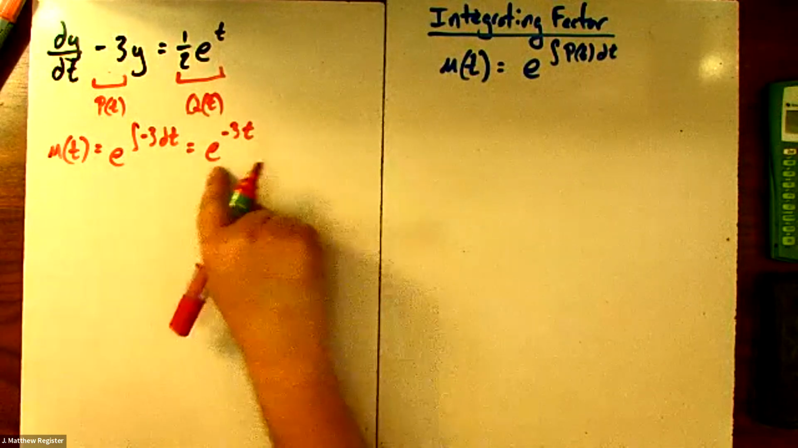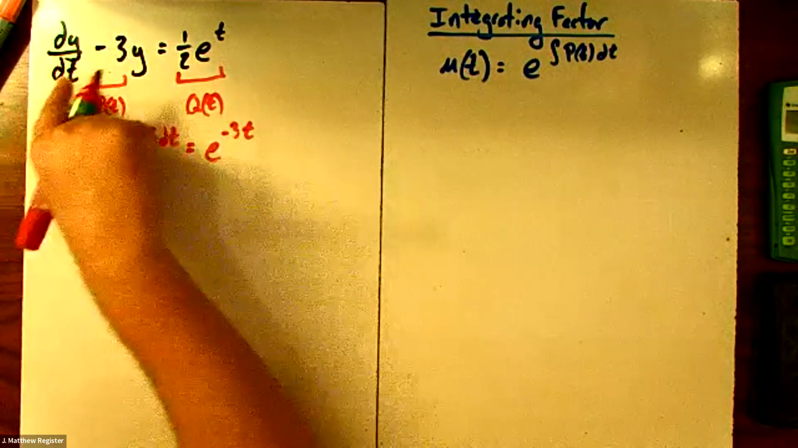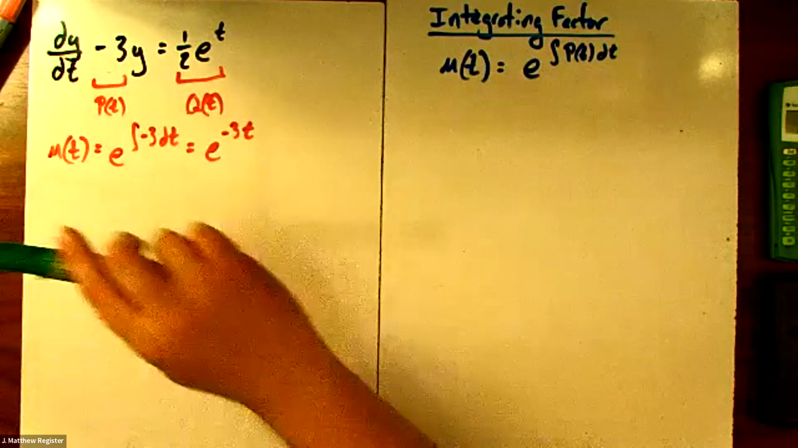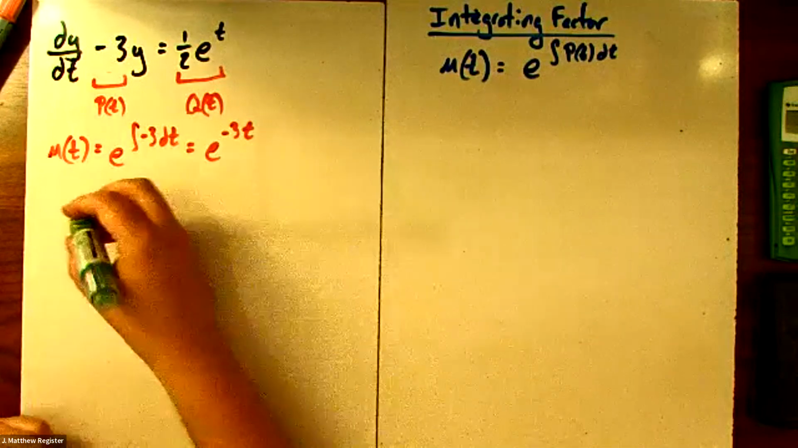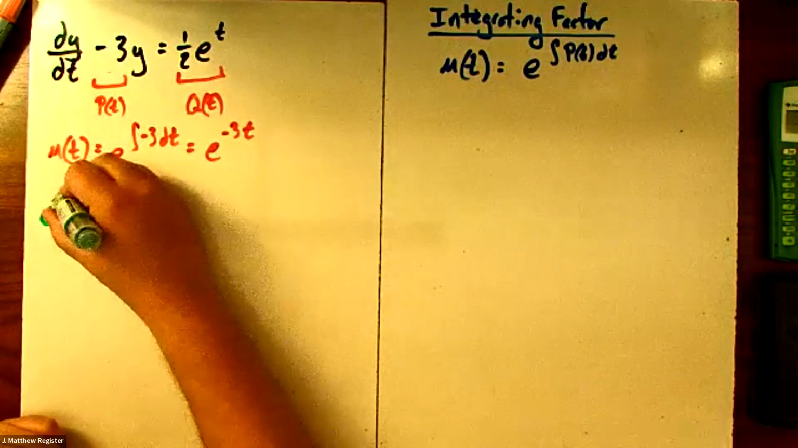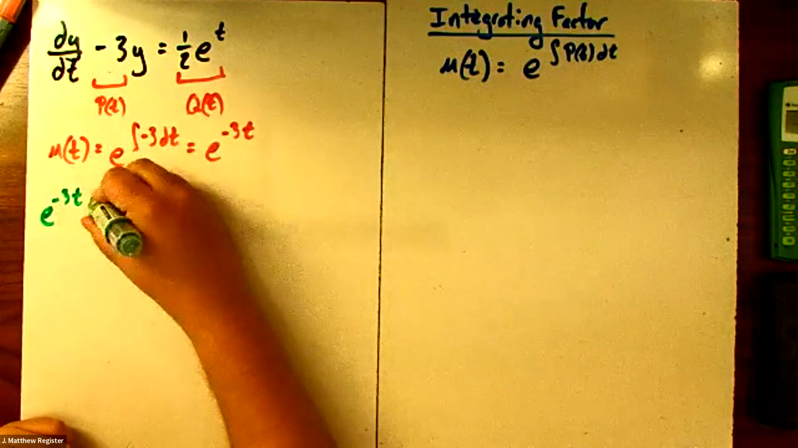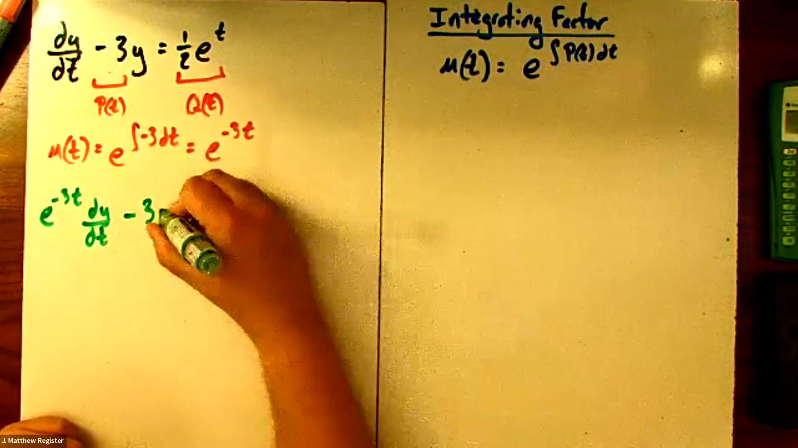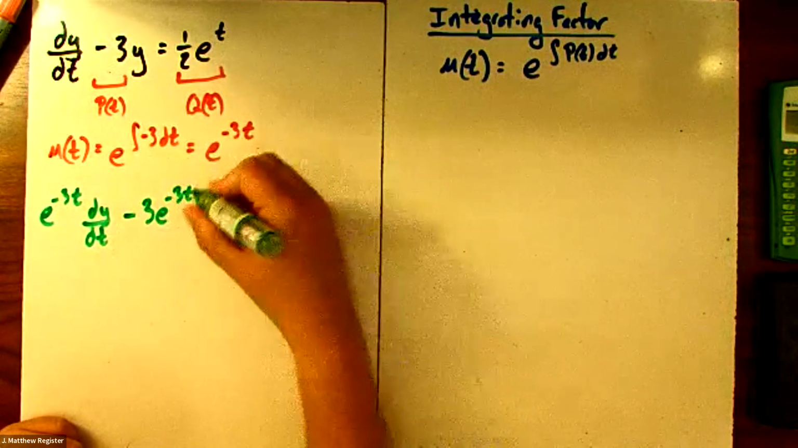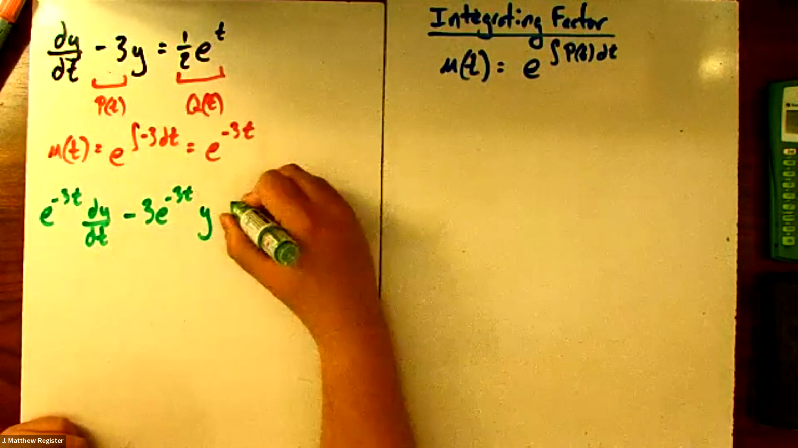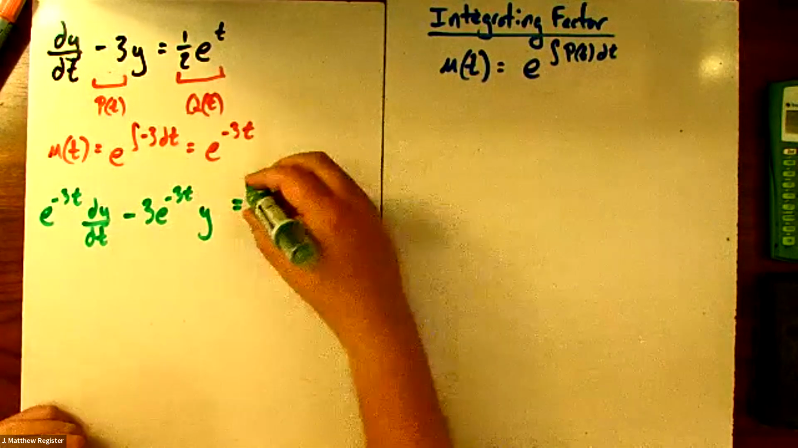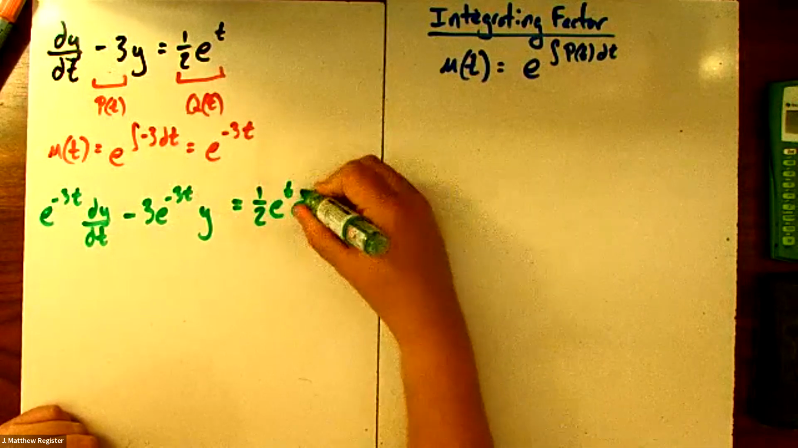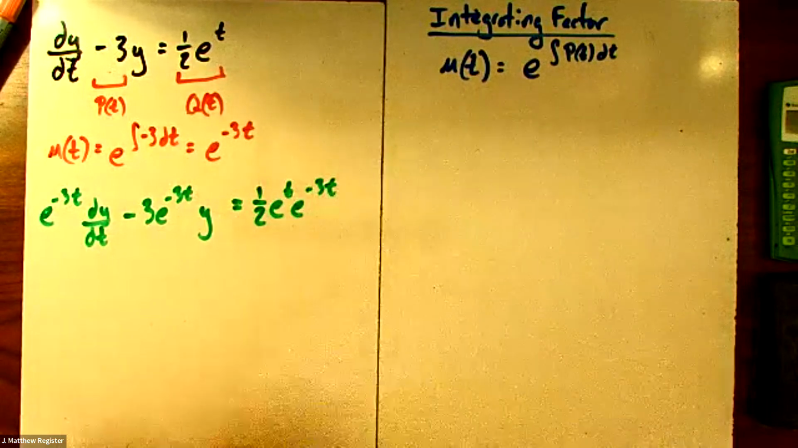Now we're going to take this e to the -3t and we're going to multiply it by all 3 of these terms. And so doing that, we are going to get e to the -3t times dy dt minus 3 e to the -3t times y equals 1/2 e to the t times e to the -3t.